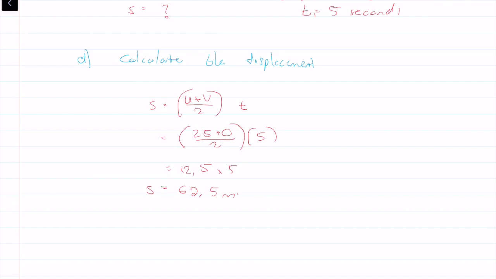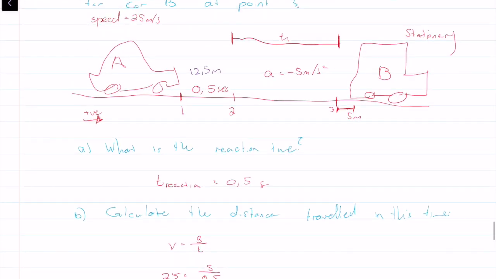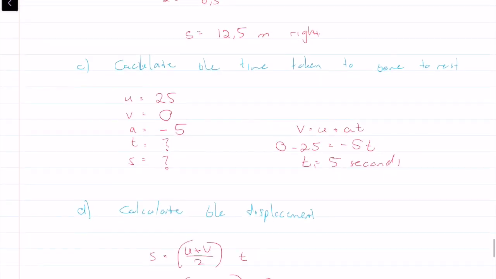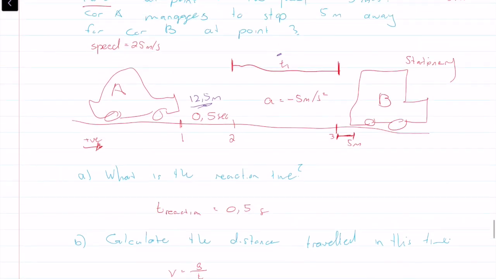Okay, and then it says calculate the distance between the cars, between car A and B. So this distance we know is 12.5. This distance we calculated right now is 62.5. And we know this distance is 5 meters.